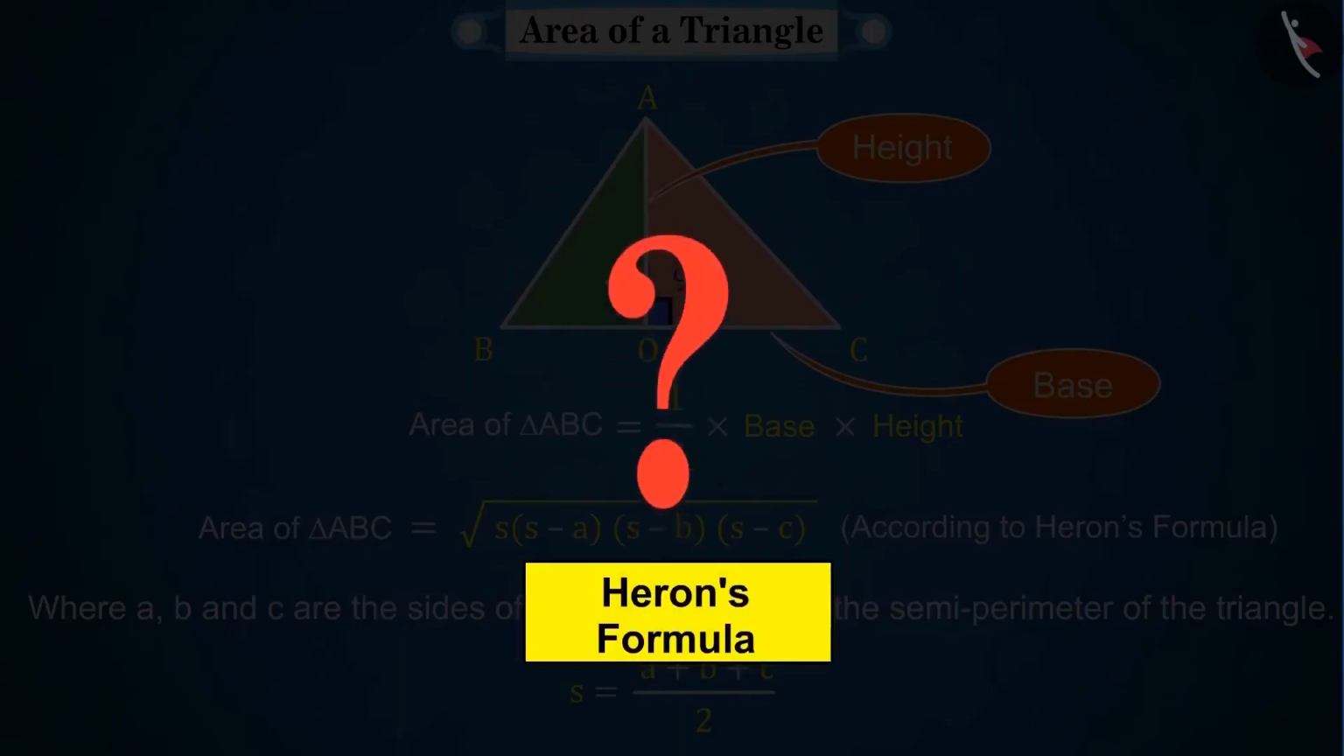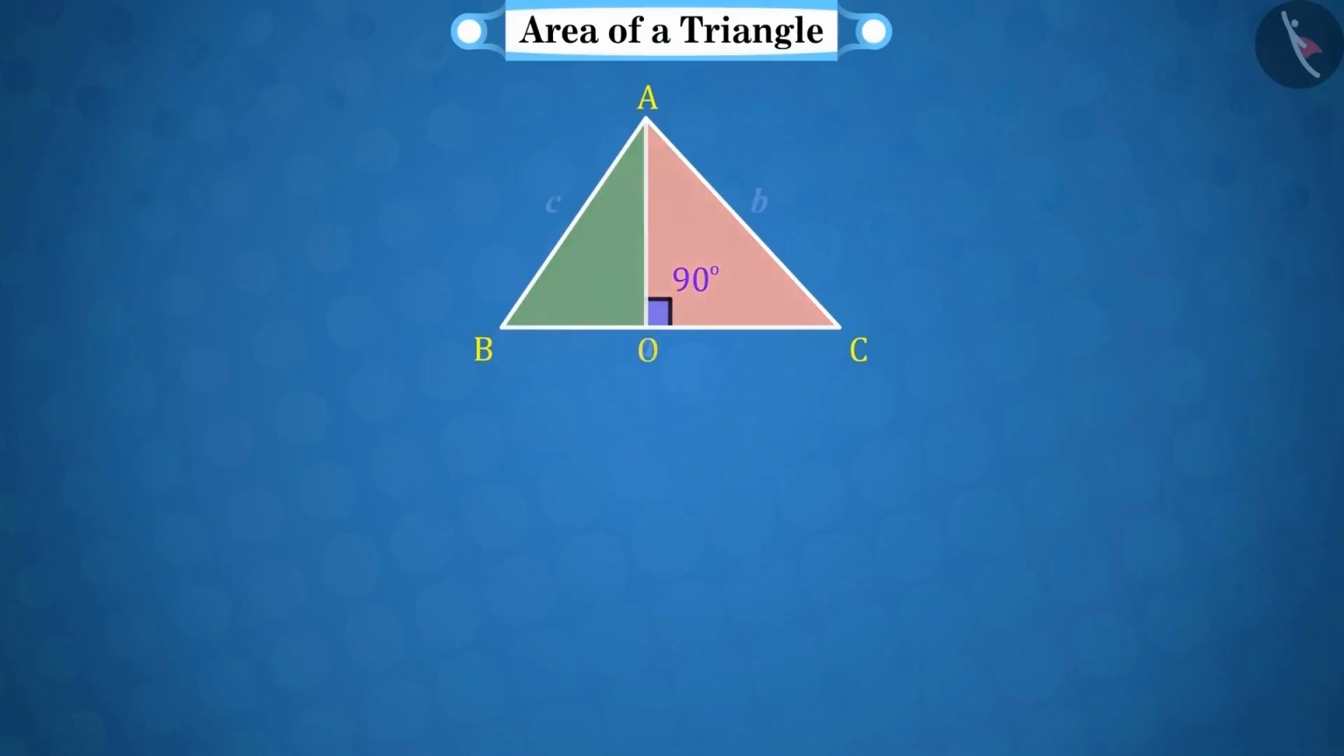But can you guess when this method can be used? Correct. Only when we know the measure of the sides of the triangle. But can you determine the area of a triangle when the coordinates of the three vertices are given?